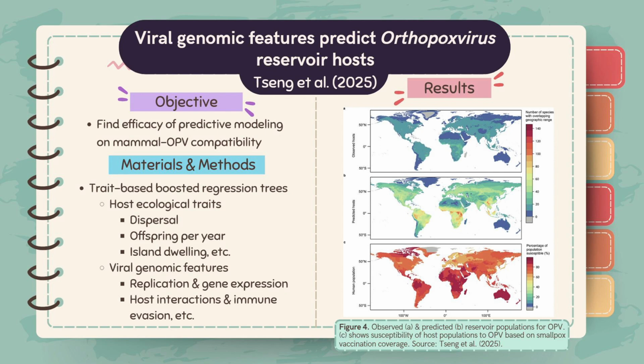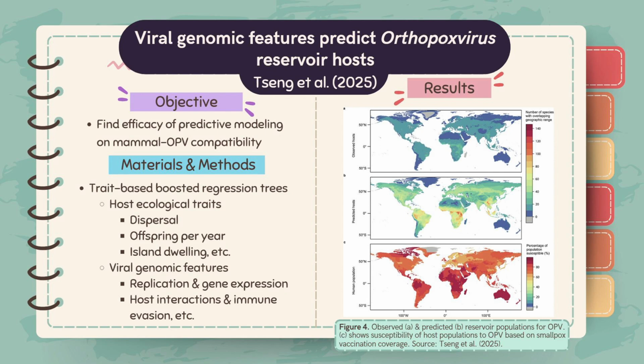They used trait-based boosted regression trees, which are algorithm-based trees that improve accuracy by remaking trees based on the mistakes of the previous ones. The host ecological traits used included dispersal, offspring per year, and island dwelling, which is the proportion of the species in a genus that has at least 20% of their breeding range on islands.